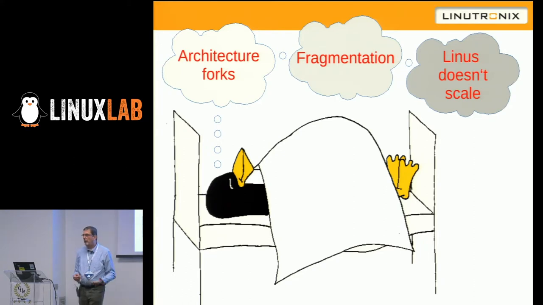What happened in that time: architecture forks started coming along. There was an arch directory in the kernel itself, but the stuff there was mostly unusable. The architecture development mostly happened in other trees, which were maintained by the architecture maintainers, and it caused fragmentation in the community. During that time, the number of patches and the number of changes started to grow steadily. There was the first episode of Linus doesn't scale.